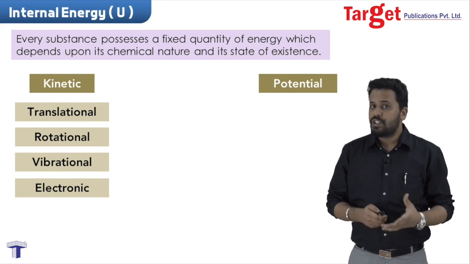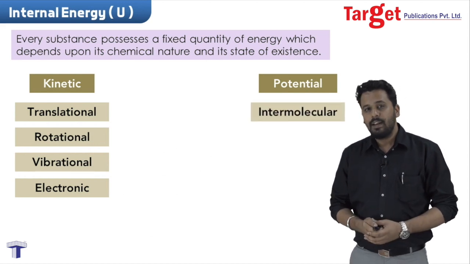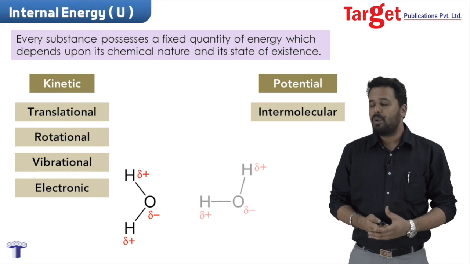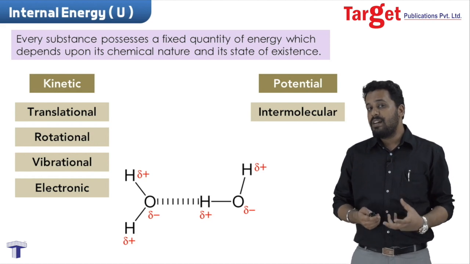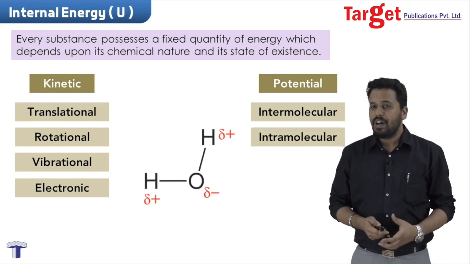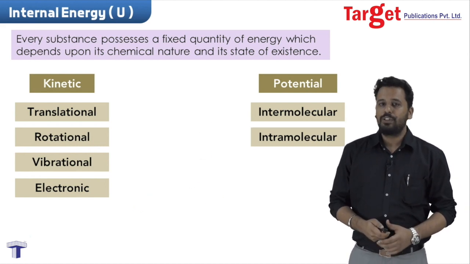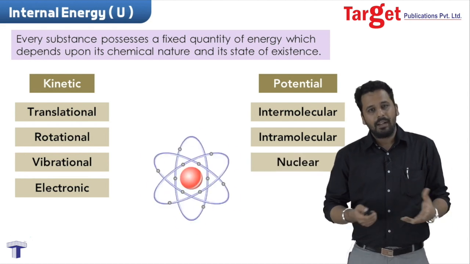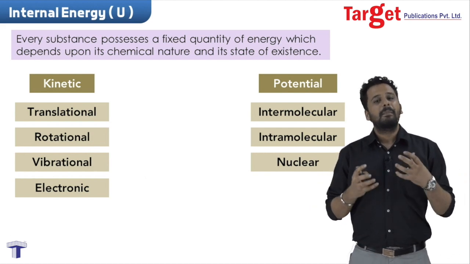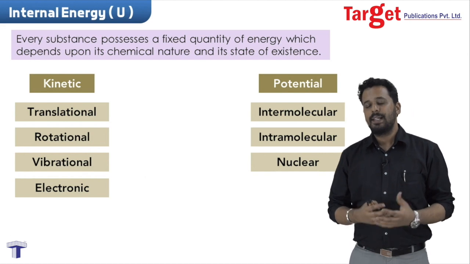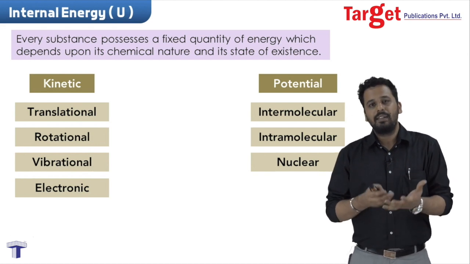We also have potential energy. Now potential energy may deal with intermolecular interactions. That means from one molecule to another molecule, the attraction that we have, that is called as intermolecular attraction. We may have intramolecular, that means within one molecule, whatever energies are there, that is called as intramolecular energy. We may also have nuclear, which is again kind of self-explanatory. So all these different energies combined make up the internal energy. That is energy by default possessed by the system because it exists in a particular state.